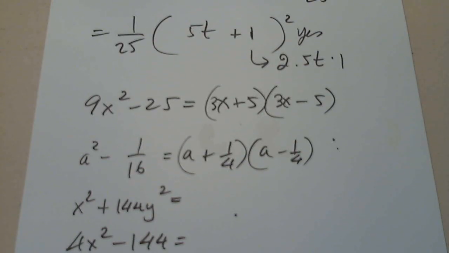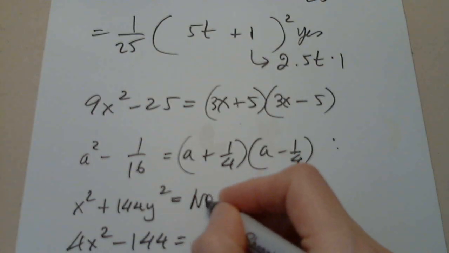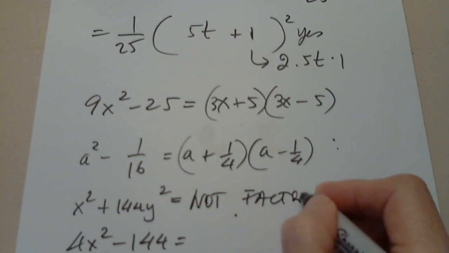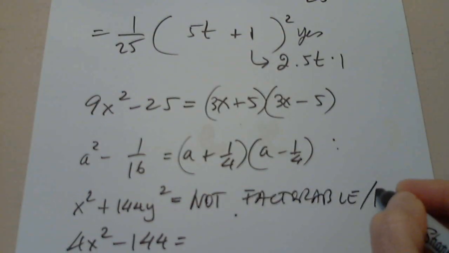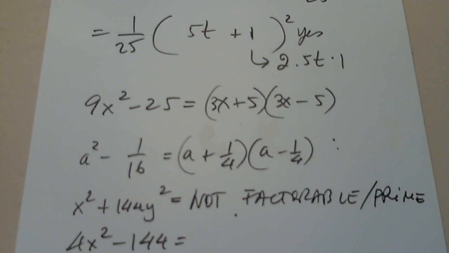But what do we know about the sum of squares? Always, the sum of squares is not factorable. Exactly. If you want to say prime, I'll say prime. Perfect. Excellent. Good. Let's look at the next one.